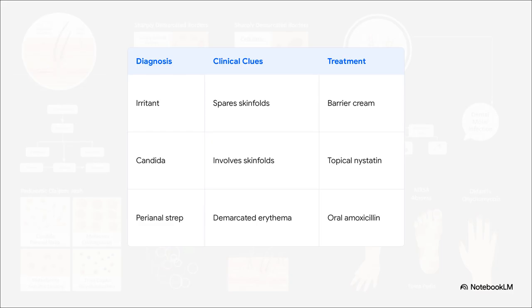Candida, however, thrives in warm, moist creases, so it actively involves the skin folds, with beefy red plaques and satellite lesions. That needs topical nystatin. Finally, if you see a bright, sharply demarcated red ring right around the anus in an infant or school-age child, that's perineal strep, and they're going to need oral amoxicillin.